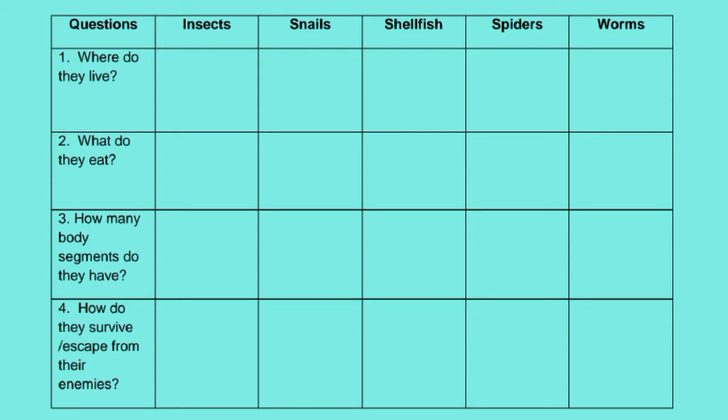Now let's have Activity 4. You're going to answer the following questions to complete the table. On the table, listed are the different invertebrates such as insects, snails, shellfish, spiders, and worms. Answer the following questions: Where do they live? What do they eat? How many body segments do they have? And how do they survive or escape from their enemies?